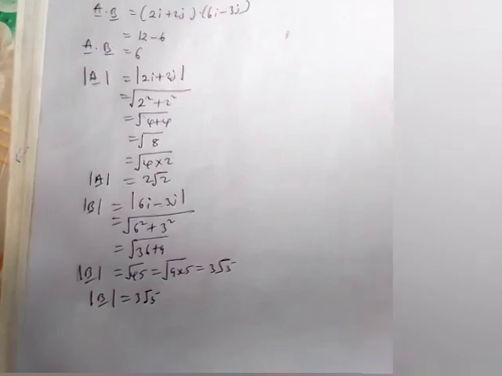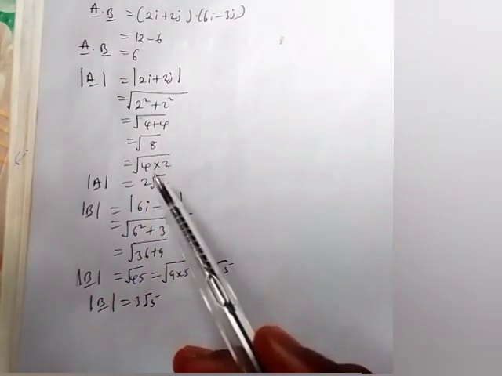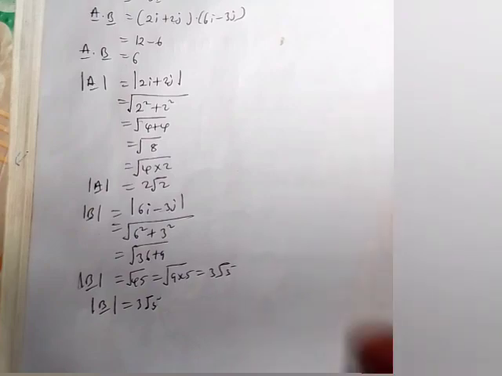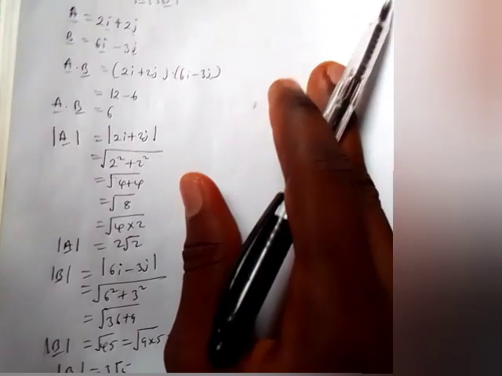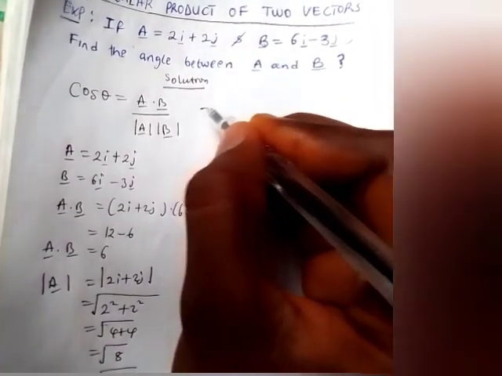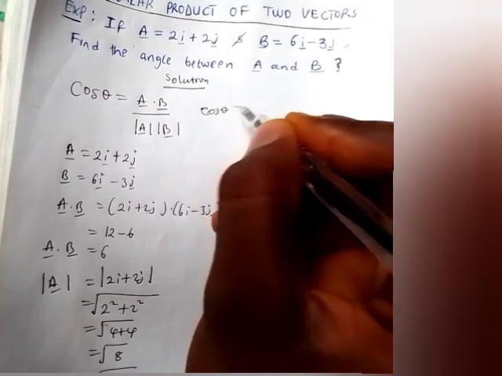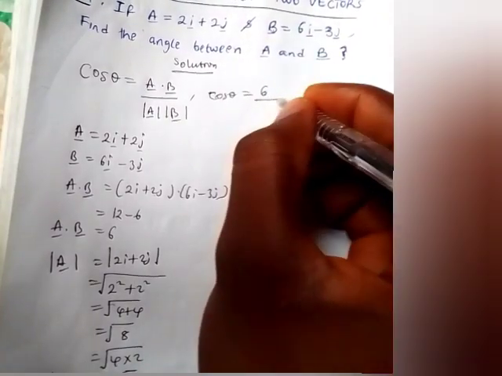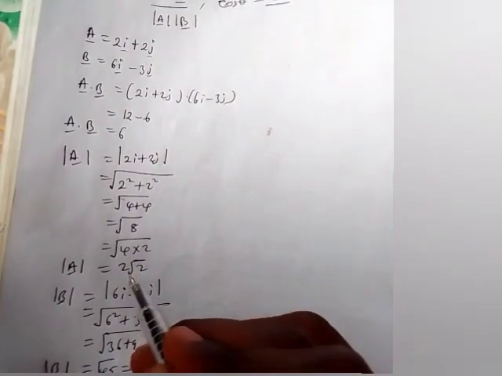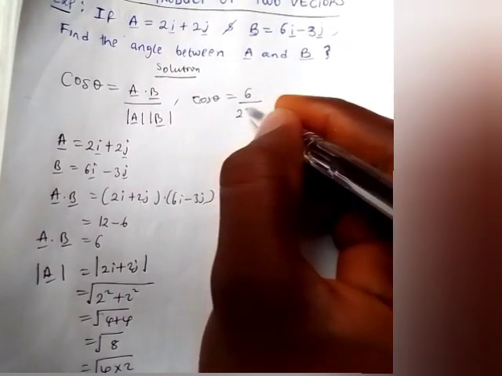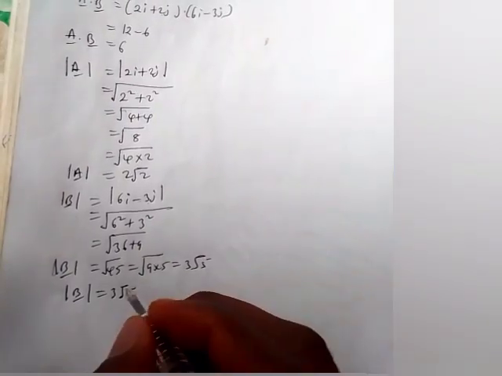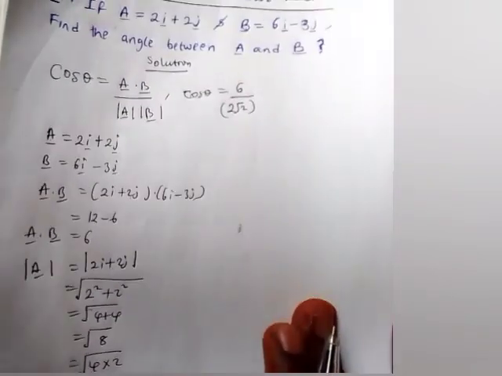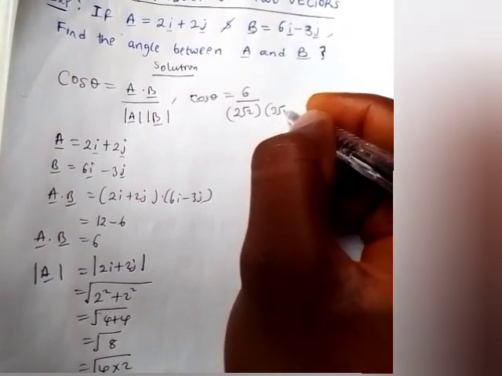Now, since we have obtained all our values, A dot B, magnitude of A, magnitude of B, we can now plug into our general equation. So now we have cos theta equals, our A dot B is simply 6. So we have 6 here. Magnitude of A to be 2 root 2. So we have 2 root 2 here. And magnitude of B to be 3 root 5. So we have 3 root 5.